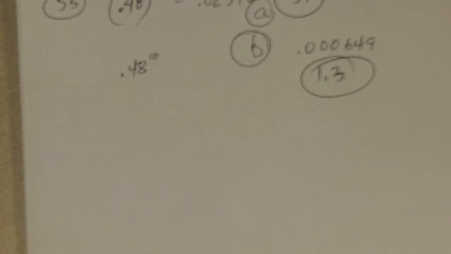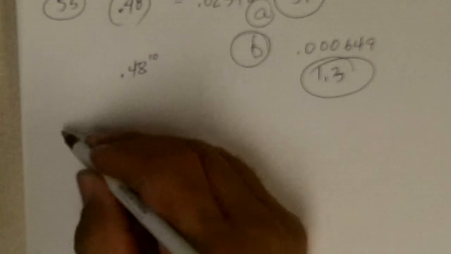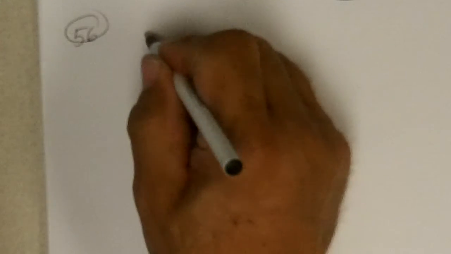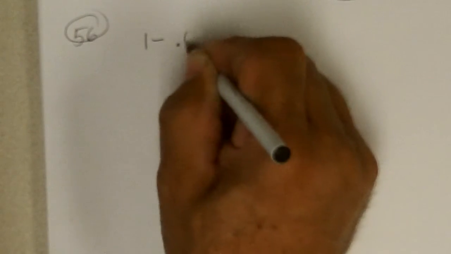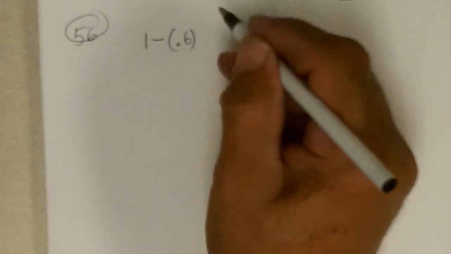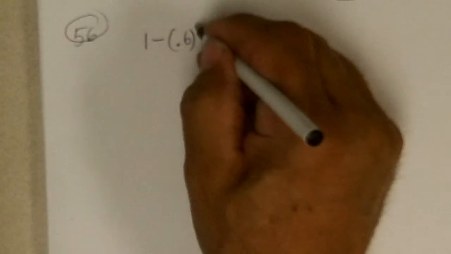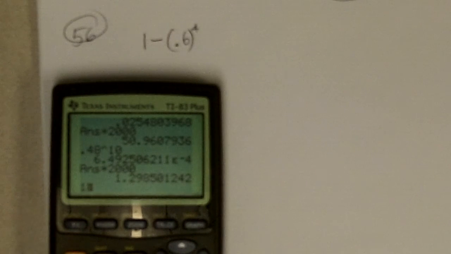And then 56, Joe DiMaggio, we kind of did this one in class. What's the probability that a batter who hits .400 will get at least one hit in four at bats? At least one would be one minus getting no hits. The chance of not hitting is 0.6, four at bats, can't get a hit four times. So that's one minus 0.6 to the fourth.